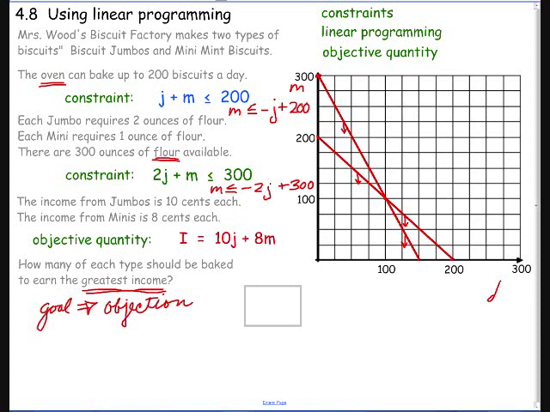My income, well, Mrs. Wood's income, equals, now notice we're in cents, not dollars, but that's because I prefer integers to decimals. Just have to remember that we're in cents when we get to the end, because we don't want to talk about her income being in cents. That would be so pathetic. So she gets 10 cents for every jumbo, and she gets 8 cents for every mini.